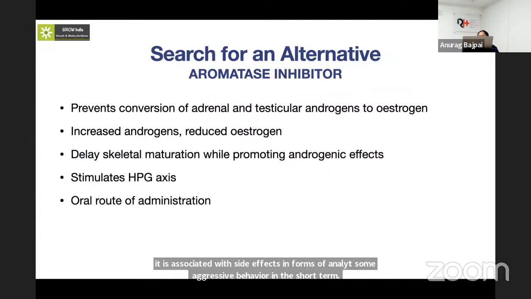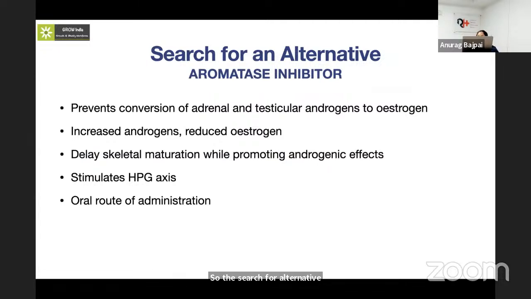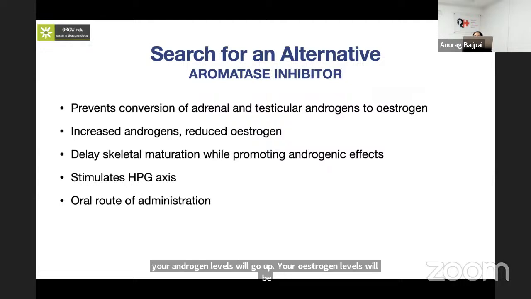So the search for alternatives brought to us the treatment of aromatase inhibitors, which were being used for CDGP boys, especially those in the mid-pubertal range, to gain added height benefit. So with aromatase inhibitors, the primary action is prevention of aromatization of adrenal and testicular androgens. So your androgen levels will go up, your estrogen levels will be lower, thereby delaying skeletal maturation. It has also been shown to have a direct stimulatory effect on the HPG axis, promoting your central pubertal process. And the best part about aromatase inhibitors is the oral route of administration.